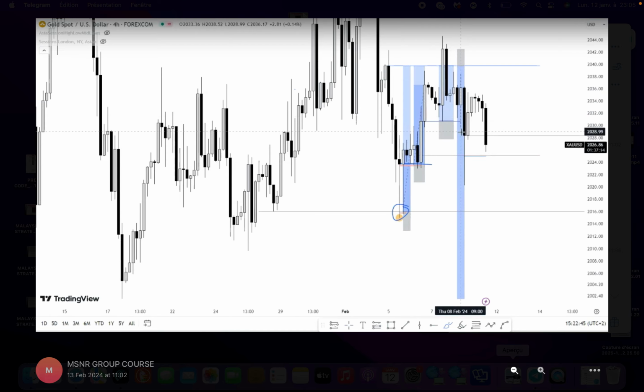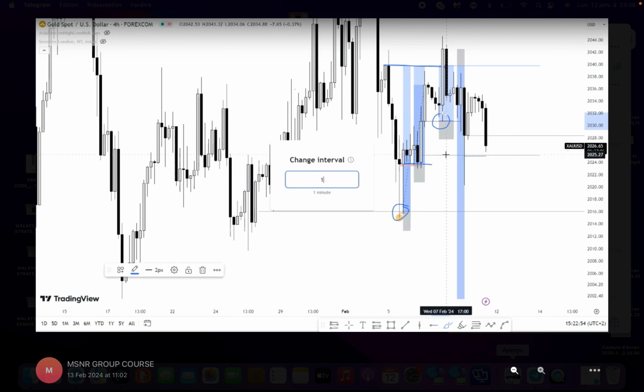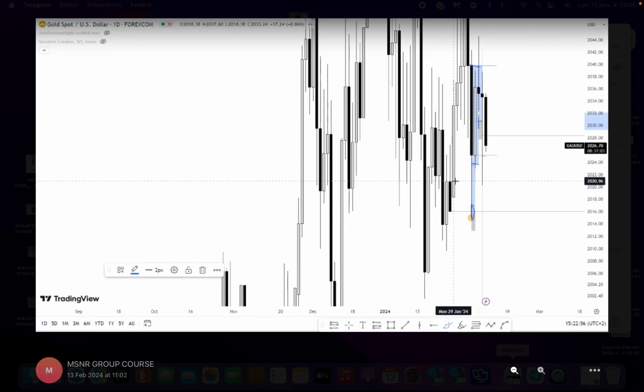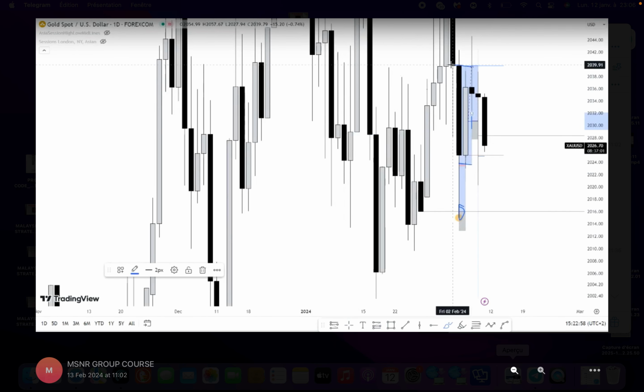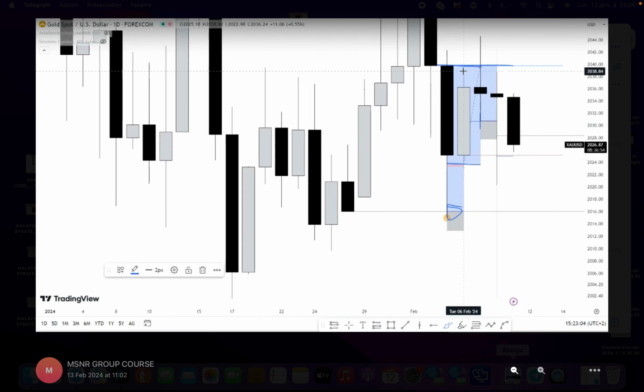But another thing was that we were not yet close to our target. What's so important about our target that would make us want to buy from here? Let's go back to the daily. So on the daily, our target is our area of resistance, right? Price traded up until here, right?